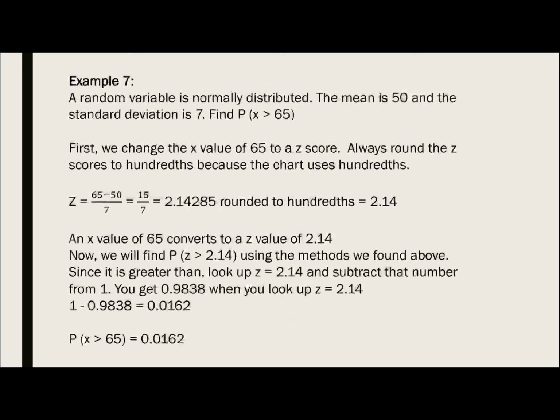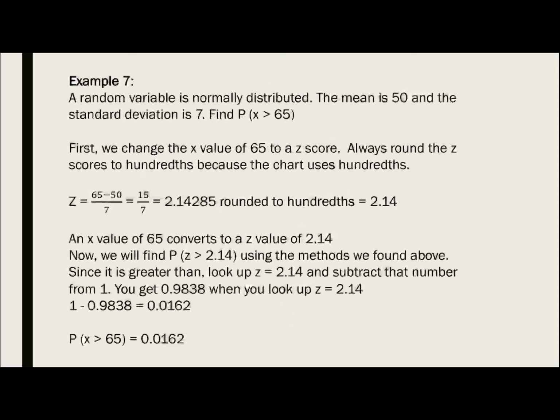Example 7. A random variable is normally distributed. The mean is 50 and standard deviation is 7. Find the probability x is greater than 65. First, we have to change the value x of 65 to a z-score. We're going to always round z-scores to hundredths because the chart uses hundredths.